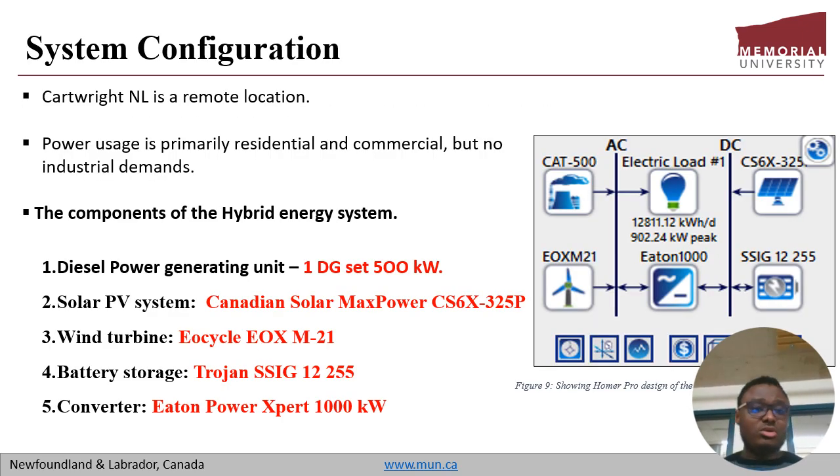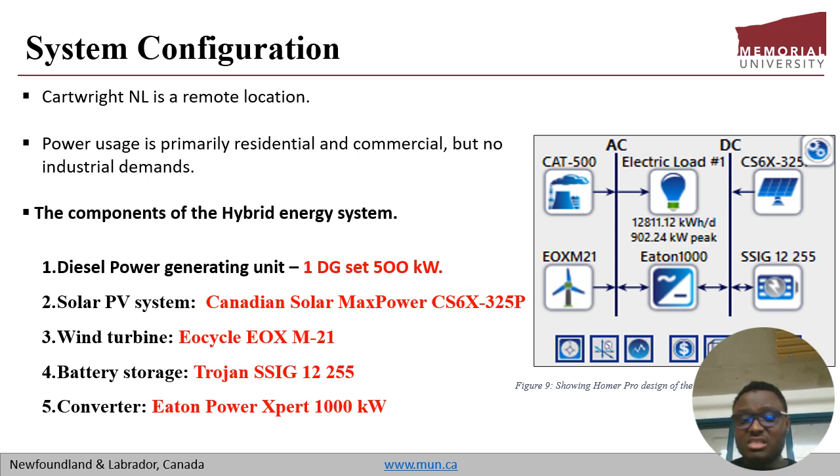So going forward, looking at the entire system configuration and how we designed the system. All of the components that we used are all here. We have used about 5 equipment: the diesel power generating unit, which is about a 500 kilowatt diesel generator, our solar PV system, this is the model that we used, our wind turbine, the battery storage, and then the converter, which is a 1000 kilowatt converter based on our peak load, which is about 902.24 kilowatts.